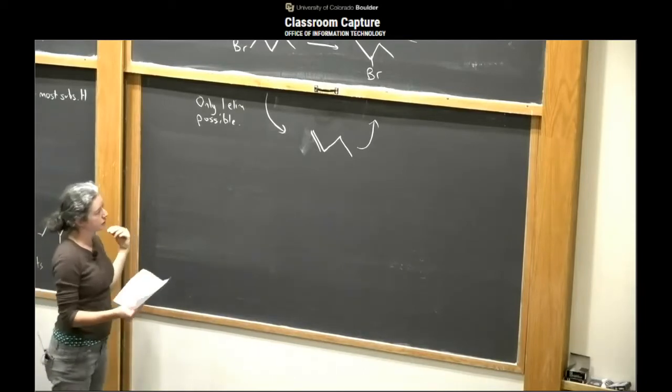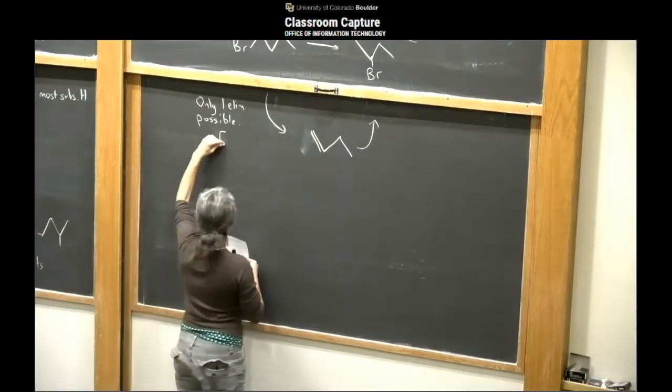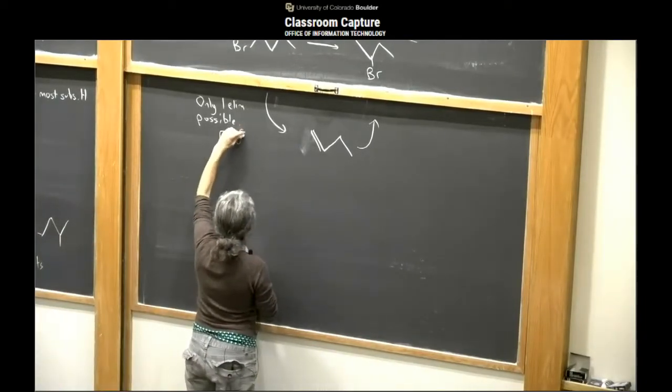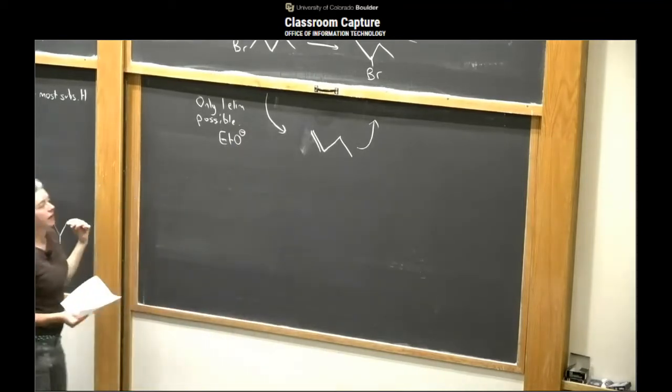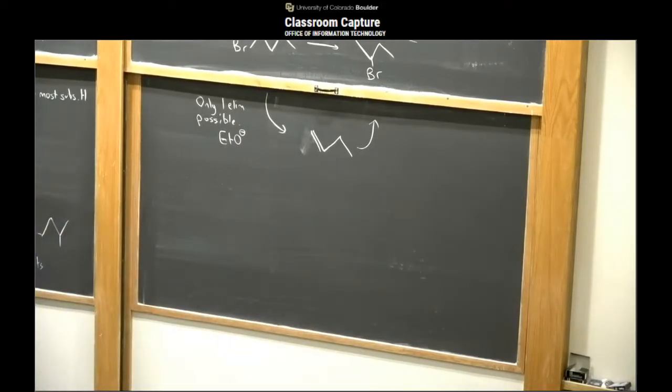So what if I tried using, say, EtO minus as my base? That would do the elimination, but what side reaction am I going to have to worry about here? Not acid-base, but so I've got a primary alkyl halide. I got a strong base, good nucleophile. What's going to happen? Yeah, SN2.